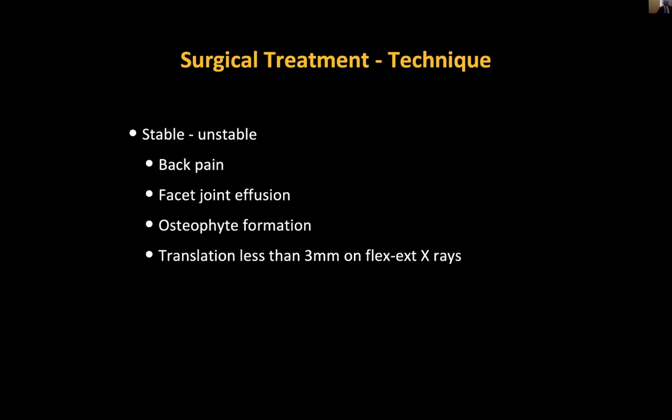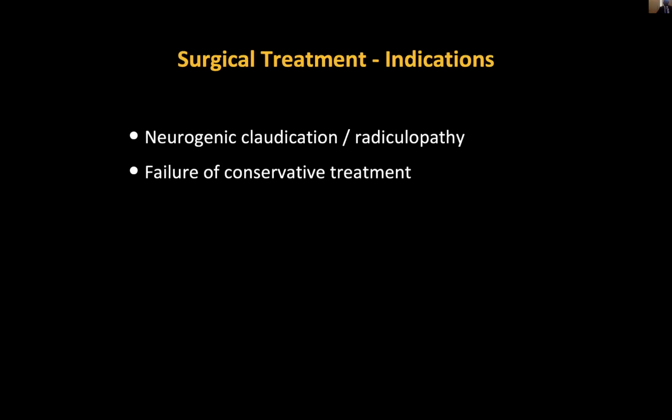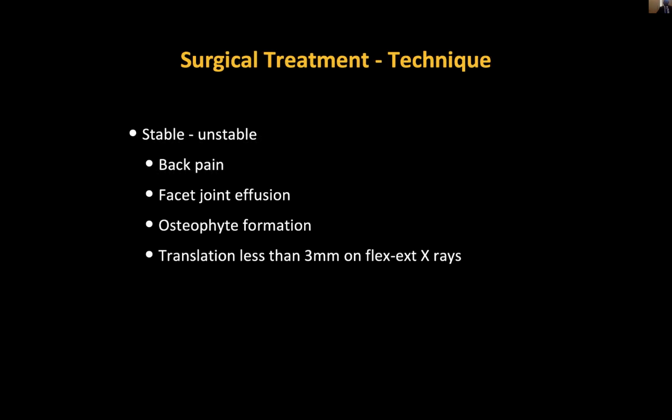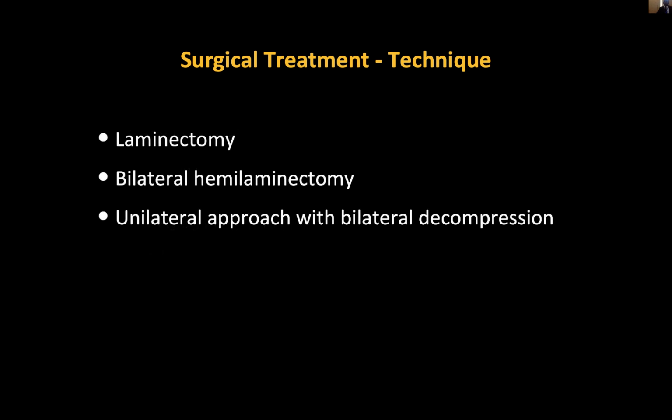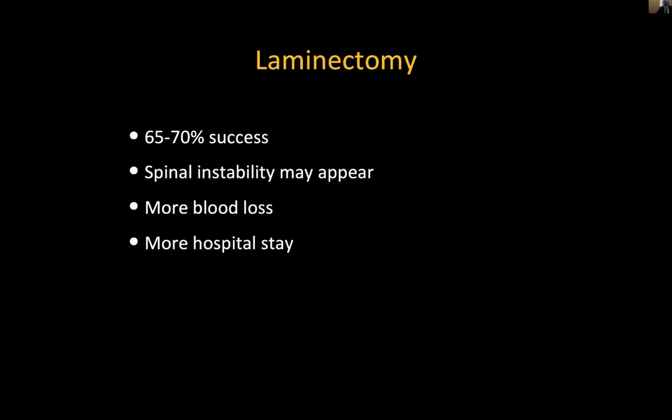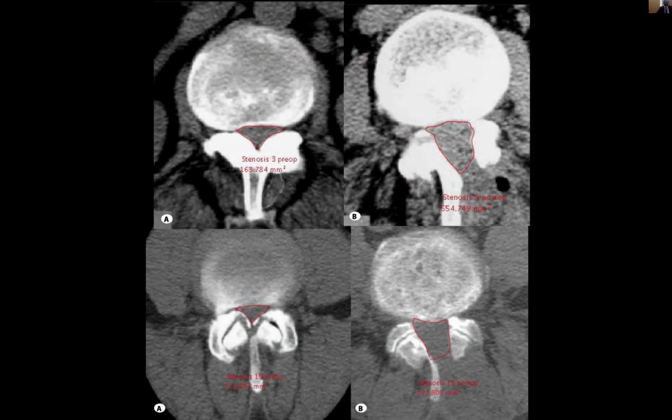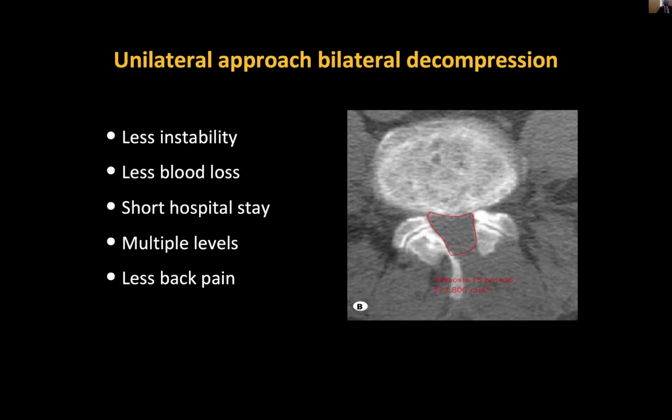What are the choices? The first one is just laminectomy, bilateral hemilaminectomy, or you can use a unilateral approach with bilateral decompression. Laminectomy has good success, but you may have blood loss and the hospital stay may get longer. Because of that, unilateral approach with bilateral decompression is a good way. You go from one side and you decompress the other side. It has less instability, less blood loss, a short hospital stay, and you can use it in multiple levels.